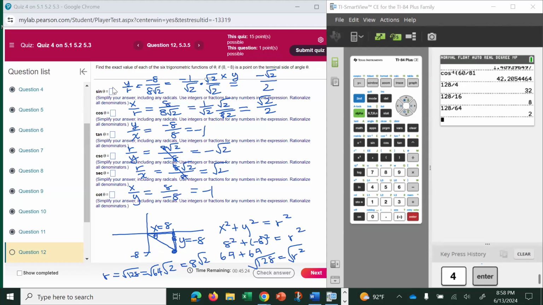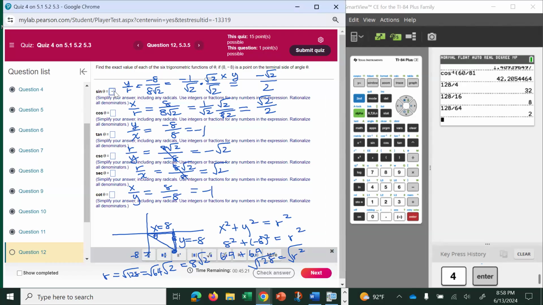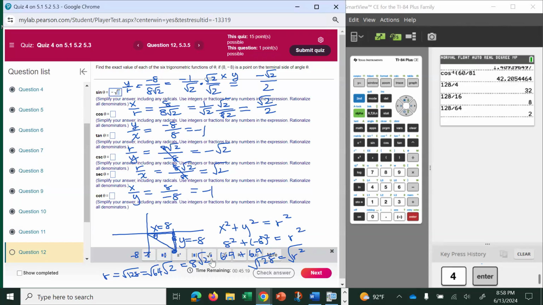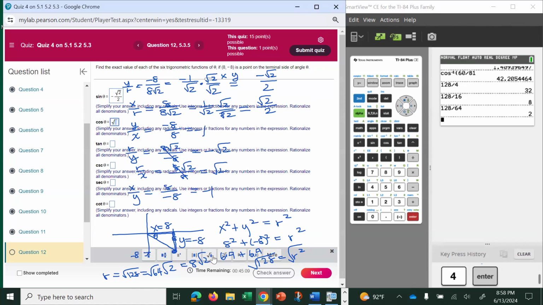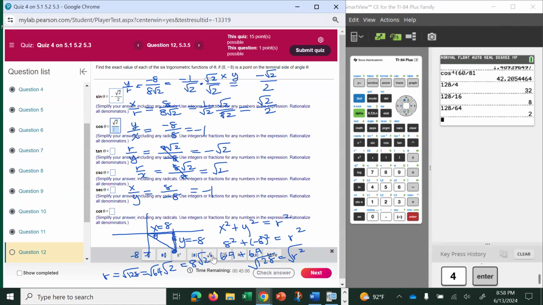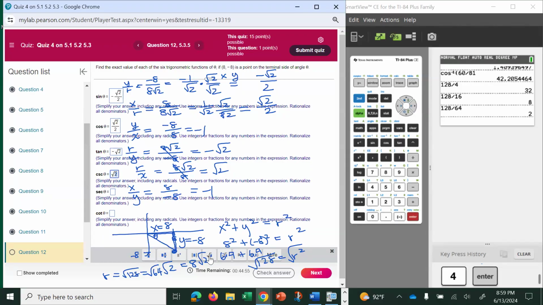So let's put all the values in. Sine is negative root 2 over 2. Cosine is root 2 over 2. Tangent is negative root 2. Cosecant is just root 2. Secant is -1.